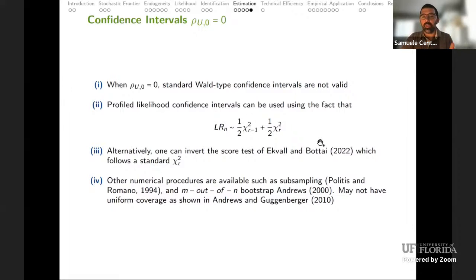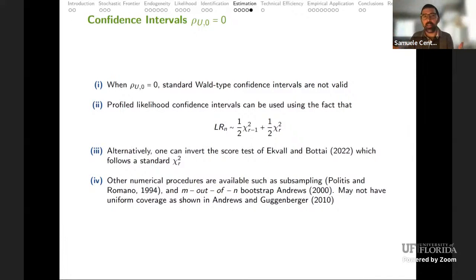We know that these two procedures are consistent. There are results, but they might not cover uniformly the true parameter in every portion of the space. So there is some, let's say, pushback on using these methods when you have parameters, especially parameters at the boundary of the parameter space.